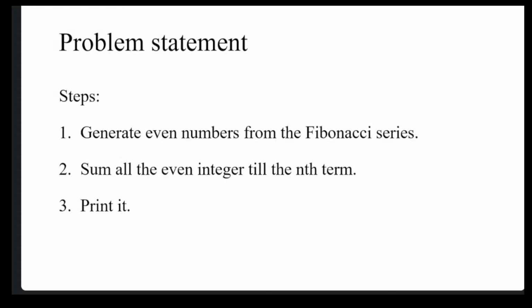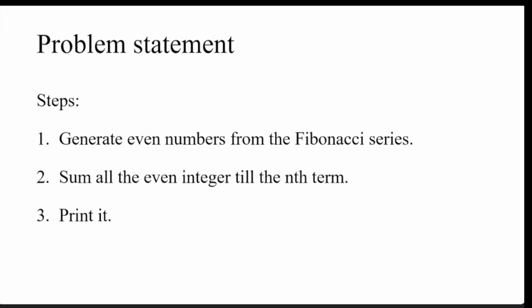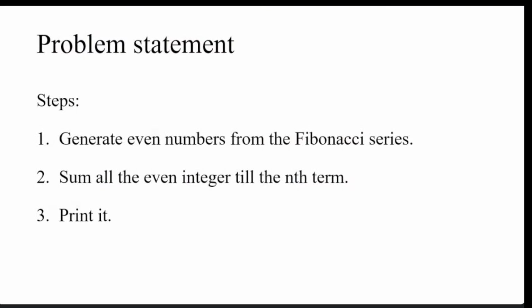So moving on, we have three steps that we have to follow. So the first step will be generating the even numbers out of the series. We'll separate all the even numbers from the Fibonacci series so that we can use those even numbers for further process. The next step is that we'll add them up and print them together.